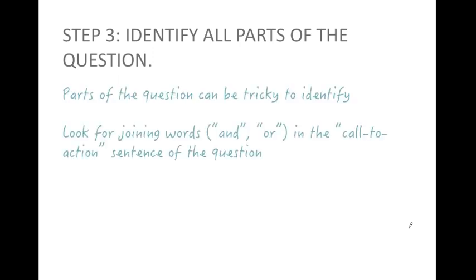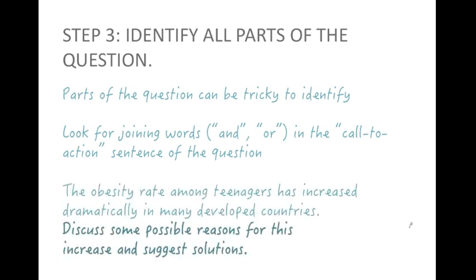Step 3 is to identify all parts of the question. Now, parts of the question can be tricky to identify. You need to look for joining words. Joining words are like and, or, and you need to look for these words in the call to action sentence of the question. Remember how we discussed that the first part of the question is the claim sentence, and the second part of the question is the call to action, where it's actually asking you to do something. So you need to look for joining words in the call to action part, which is this part of the question. So let's see, if we have and or, we have and here.